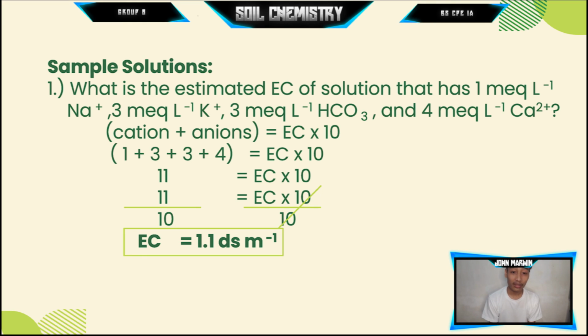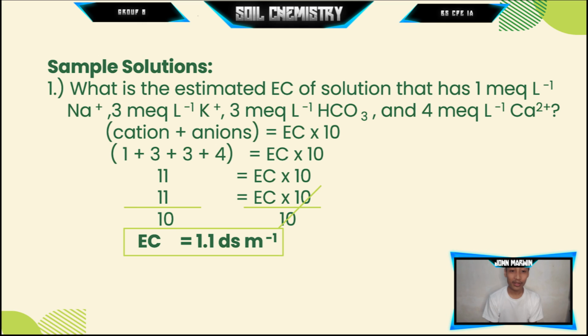Since the missing value is the electric conductivity, we need to divide both sides by 10 in order to cancel the 10. The last step is divide 11 by 10 and we get 1.1. Therefore, in the problem, the electric conductivity that is missing is equivalent to 1.1 decisiemens.